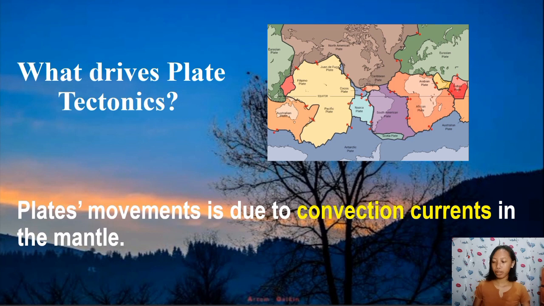What drives plate tectonics? Plate movement is due to convection currents in the mantle. Scientists believe that the plates' movement is due to convection currents in the mantle. So, what is a convection current? A convection current is a current in the mantle because of the heat from the inner layers of the Earth.